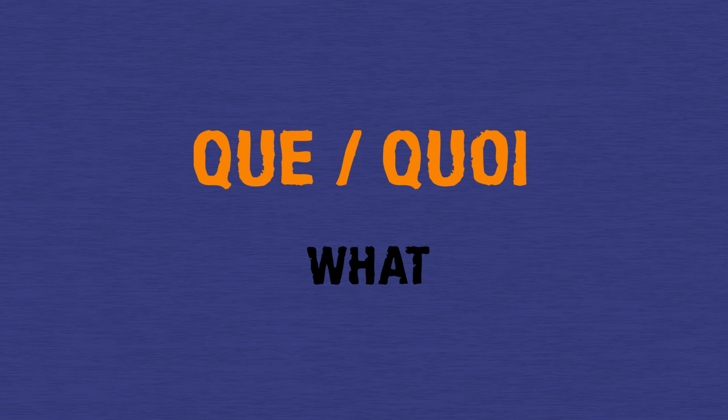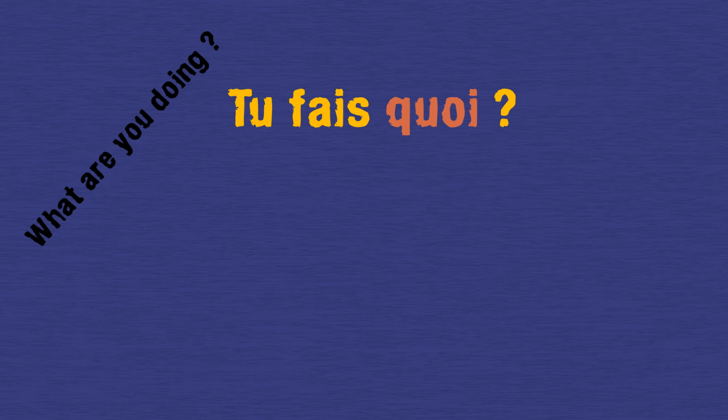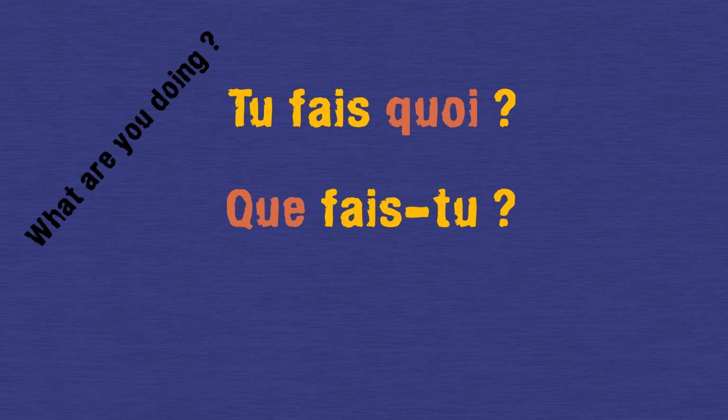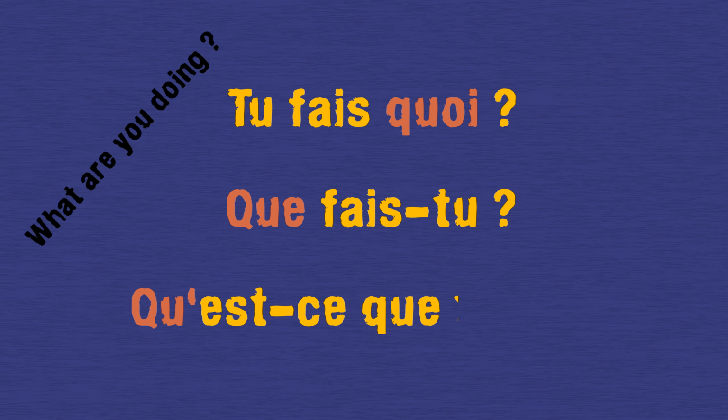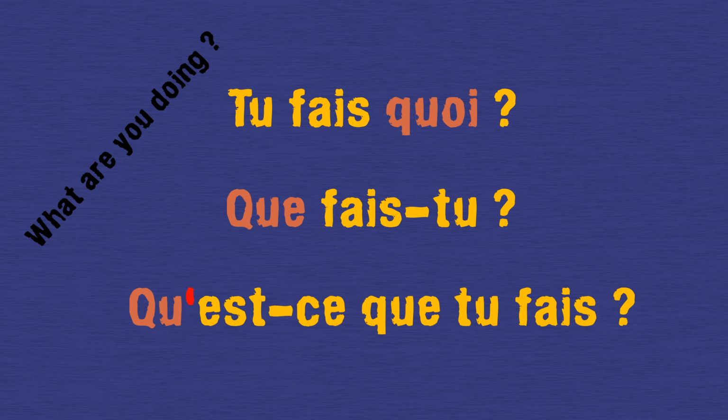Quoi? To translate what in French, we use que at the beginning of the question, and it becomes quoi at the end of the question. Tu fais quoi? Que fais-tu? Qu'est-ce que tu fais? Okay, we're using an apostrophe here because of the next word beginning by a vowel.